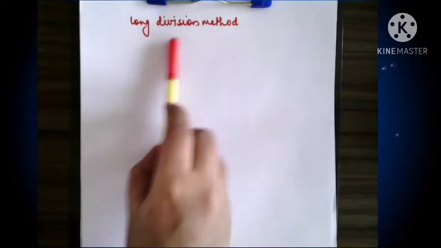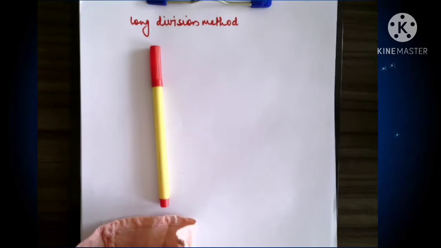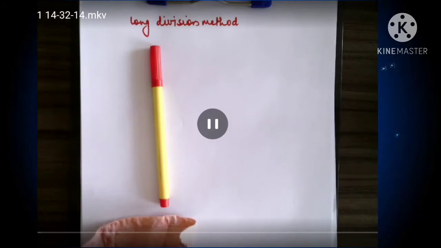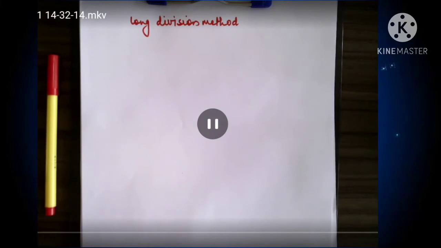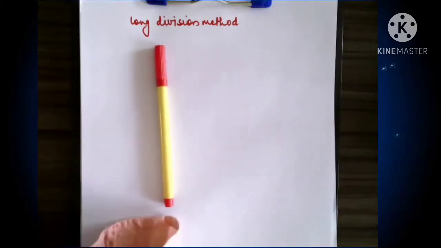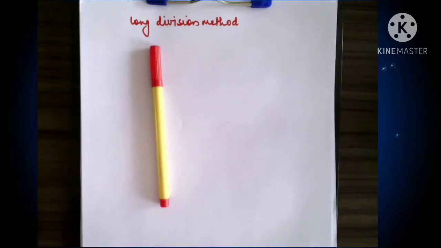Topic, that is the long division method. Now we will learn how to divide a polynomial by a binomial by the long division method. We are starting with a new topic, that is the long division method. We are starting with this question with the help of one example only. I'll explain it to you. After that we will move to the exercise.